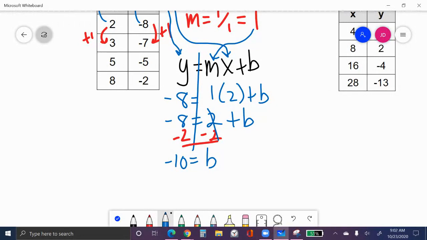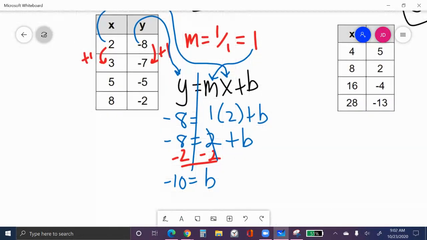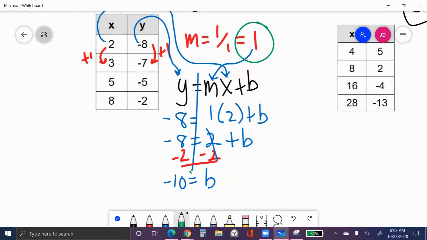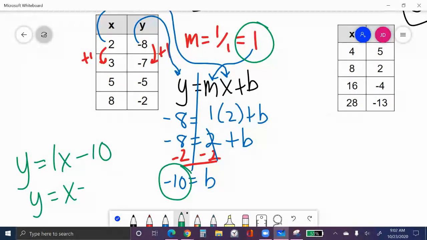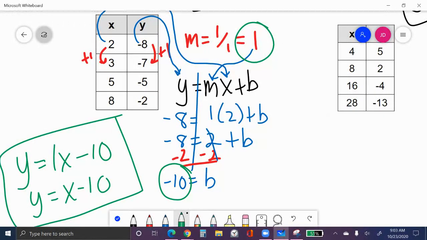Now, going back, I have my m. My m is 1. My b is -10. So my equation is y equals 1x minus 10. Or you don't even have to write the 1. You could just write y equals x minus 10. All right, and there would be my equation, either one of those. So it's a little extra step when you're not given the y-intercept in the table. All right, so now let's take a look over here.